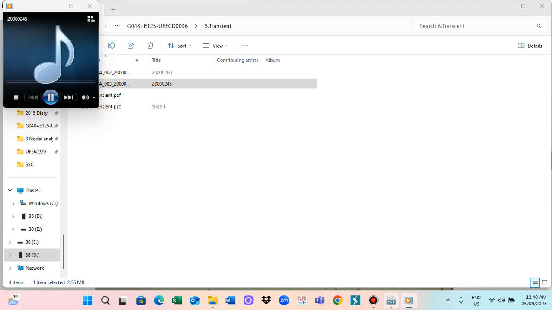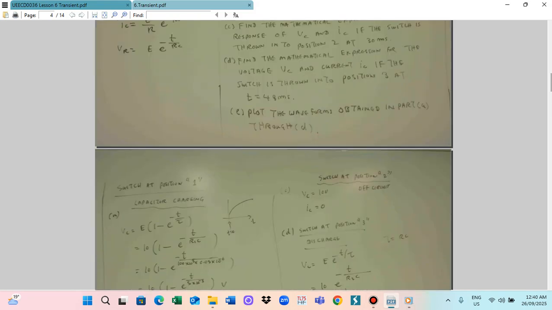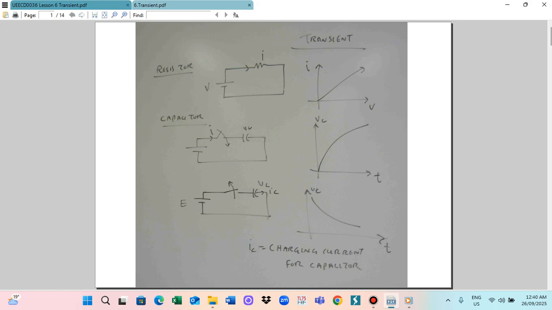Today let's talk about transient. Transient means that the current value and the voltage value will be changing. Especially when you check the current in the resistor, the current is constant; only when you change the resistance value or the supply voltage will the resistor current change. But the resistor is different from the capacitor and the inductor.